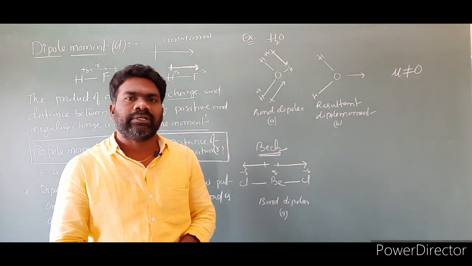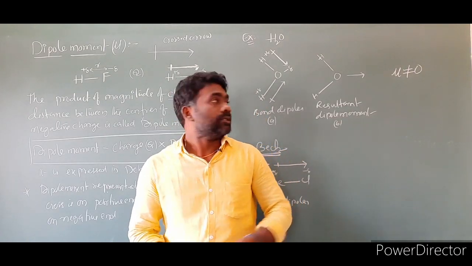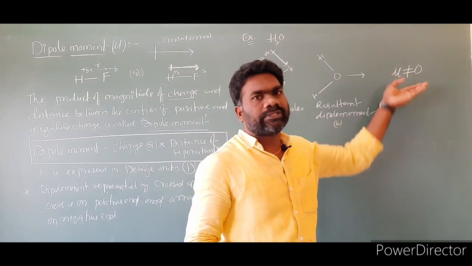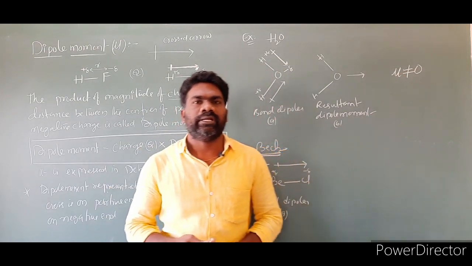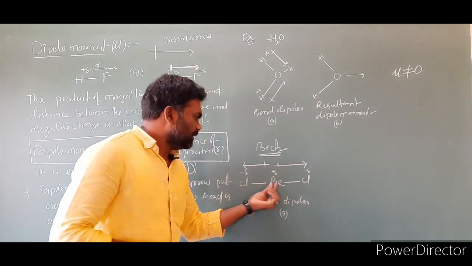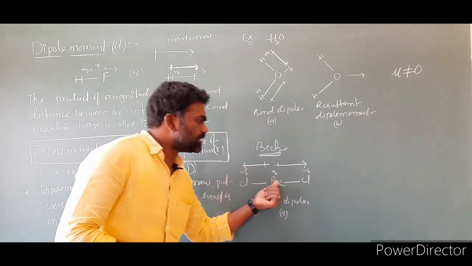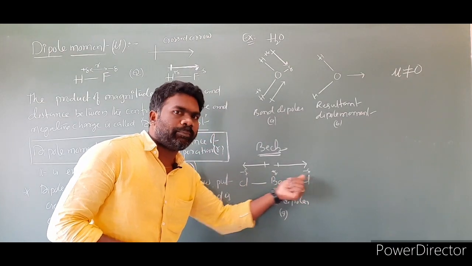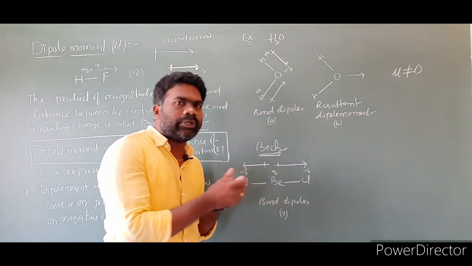Then we have to find out whether the resultant dipole of this molecule is equal to 0 or not equal to 0. Here the resultant dipole moment is not equal to 0, but in this case the resultant dipole moment is equal to 0, because this bond dipole is towards this direction and this one is opposite to it. Both are opposite to each other. This bond dipole is in this direction, this bond dipole is in this direction.